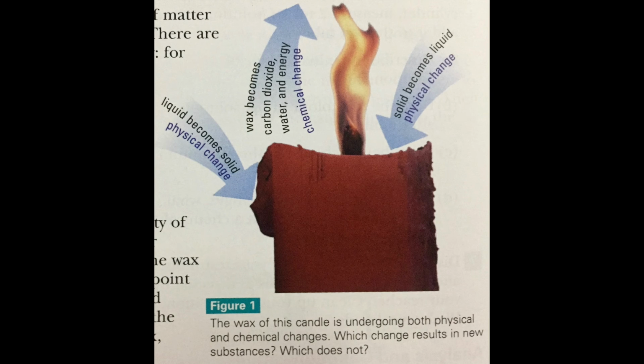The wax of the candle is undergoing both physical and chemical changes. Which change results in new substances? Which does not? Physical change. In a physical change, the substance involved remains the same substance, even though it may change state or form. When the candle wax has melted or vaporized, it is still wax.